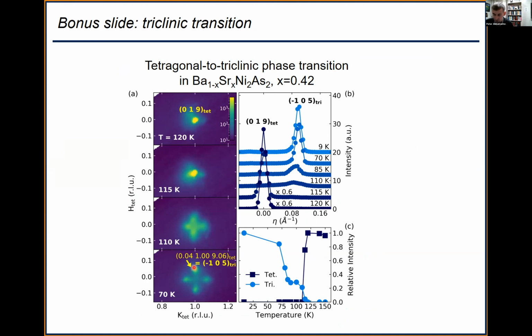And all the data I showed you indexed is actually taking one of these satellite reflections and indexing a part of the crystal, so you pick one twin and index with respect to that. There isn't a phase in between that we could call orthorhombic, but right at the phase transition, this thing has some funny shapes. Maybe you could try to index that as something else. So this is what we get.